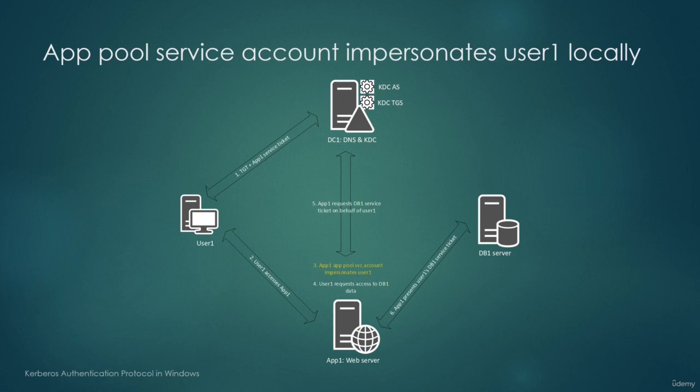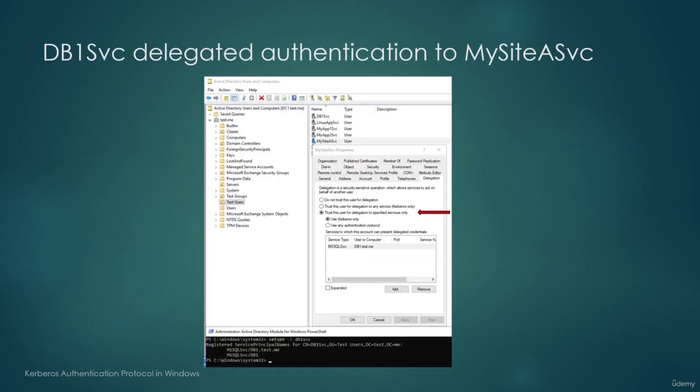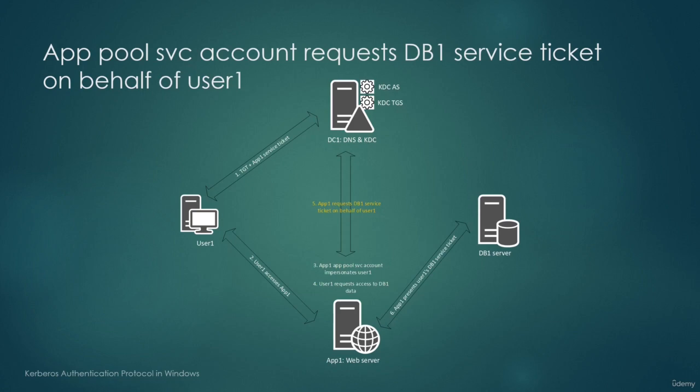ASP.NET impersonation was enabled for the website, and the App1 service account was configured to impersonate authenticated users. So the App1 service account will run user 1's session under the user 1 security context. Next, through the existing web browser session, the user requests access to data on DB1. As the App1 service account was configured to process authentication requests for the DB1 database service on behalf of authenticated users, it requests and receives a service ticket for DB1 on behalf of user 1.